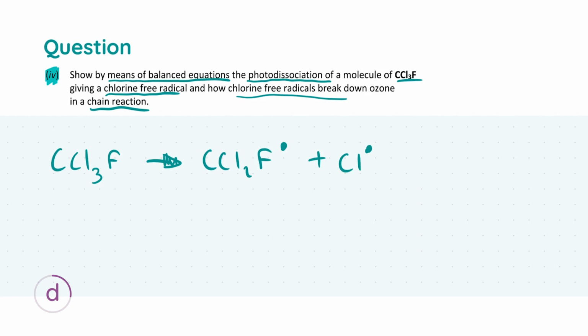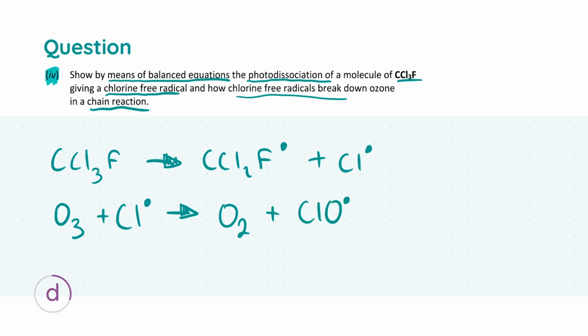Now in this question we're asked to show the photodissociation of it, but we're also asked to show how the chlorine free radicals break down the ozone layer. So that's the next step that I'm going to do now. We're going to see that O3, which is our ozone, is going to react with that chlorine free radical, and once they react, it's going to form O2 and ClO free radicals as well.